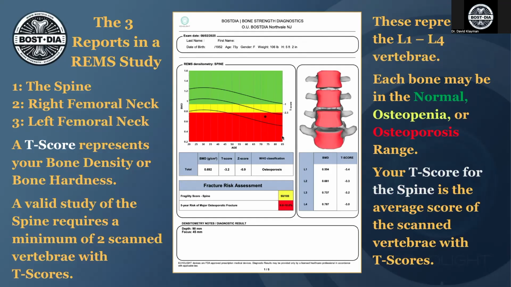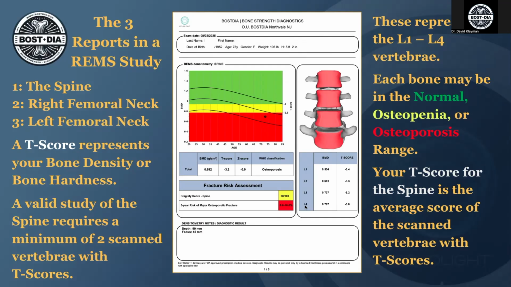Now, on your right, you can see four boxes here. These represent four of your lower lumbar vertebrae. These are the bones in your lower back. They represent L1, L2, L3, and L4. Beneath the picture are the bone mineral density scores. These are what we call raw scores. And next to them are the T-scores of each of the individual vertebrae.